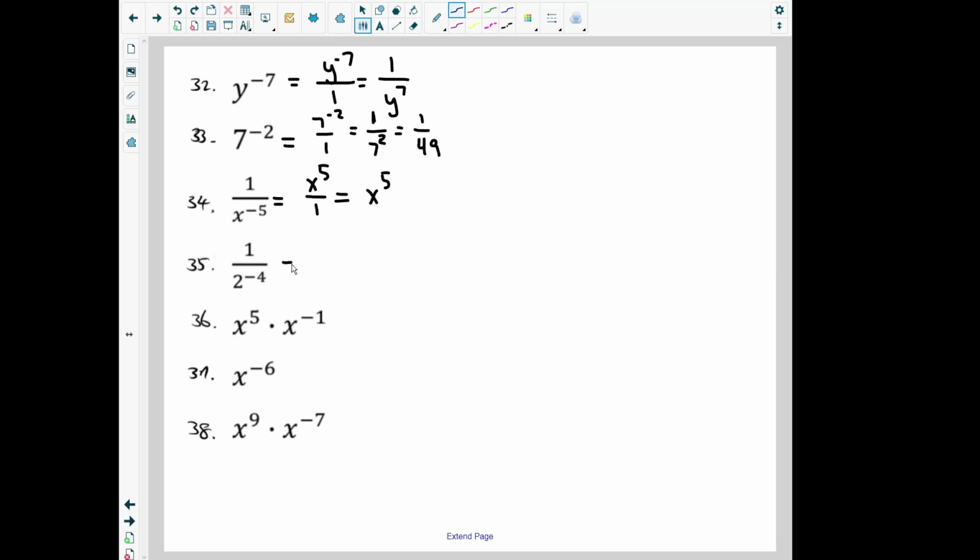Okay, same thing here. So this is going to equal 2 to the 4th over 1. But I'm going to make that equal to 2 to the 4th. And by the way, you know what 2 to the 4th is, right? 2 times 2 is 4, times 2 is 8, times 2 is 16. So you can write 16 at the end.